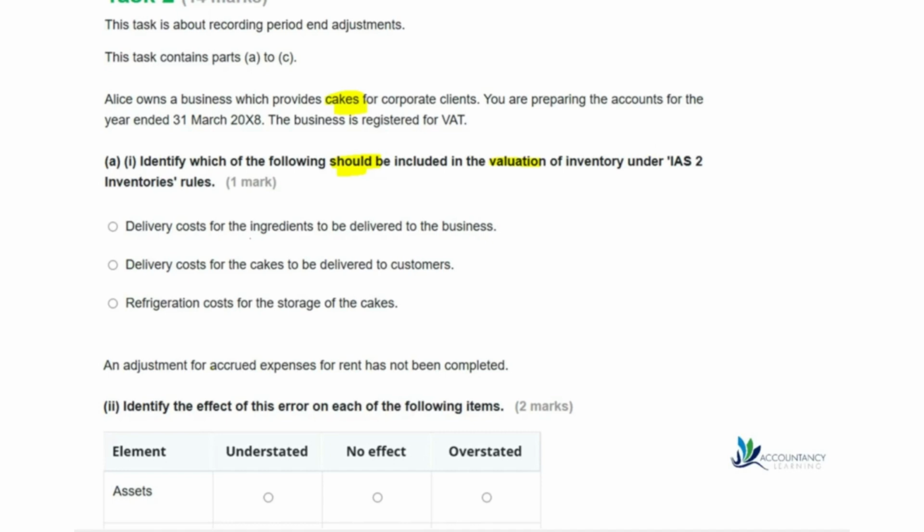Now, the valuation of inventory includes all costs that go into making that final end product. So when you look at the options that we're given: delivery costs for the ingredients to be delivered to the business, delivery costs for the cakes to go to customers, and refrigeration costs for the cakes. Now, the bottom two here are about cakes, and that is what our final product is. So we won't include them in the valuation of inventory, but we do need the ingredients to make the cakes, and therefore we would include the delivery costs to get those ingredients to the business.